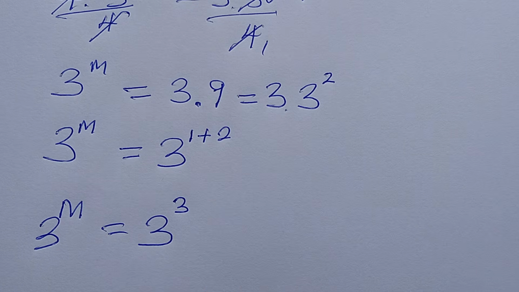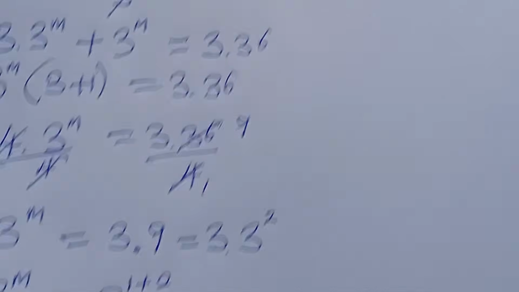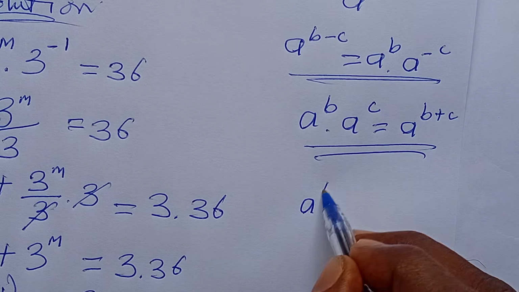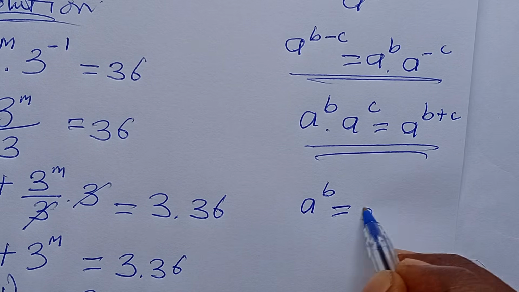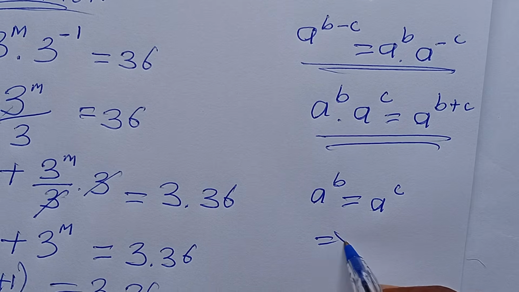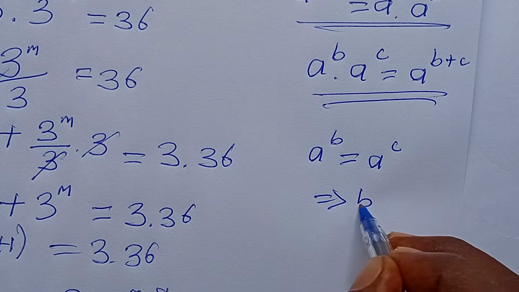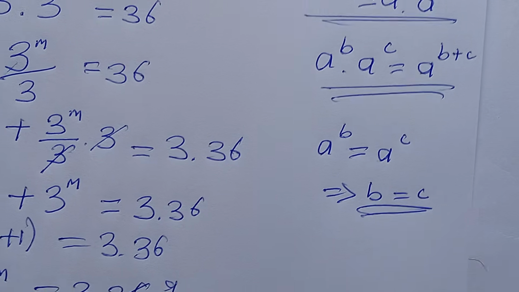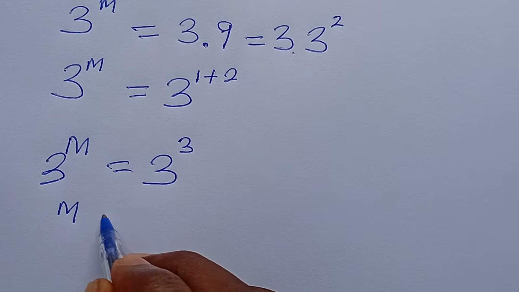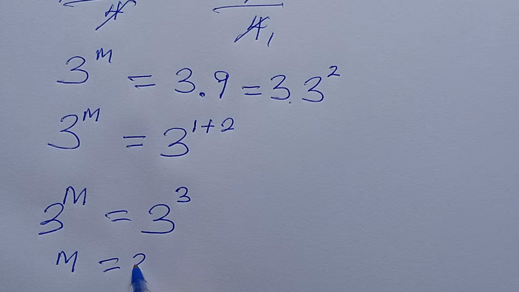Check out the base numbers here. The base numbers are the same. And so we can equate the exponents according to the law, which says that when you have a to the power of b equal to a to the power of c, this implies that b equals c. So with this law, we're going to have m equal to 3 here.